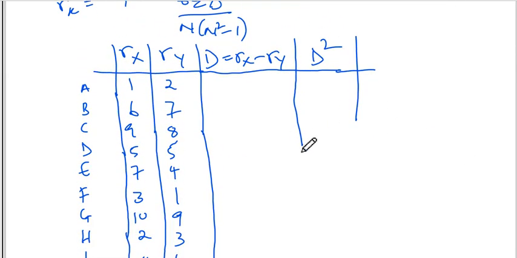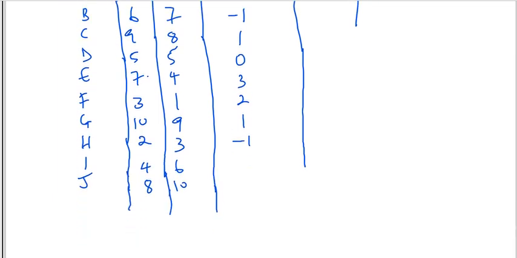Now for the difference between rankings, Rx minus Ry: 1 minus 2 is minus 1, 6 minus 7 is minus 1, 9 minus 8 is 1, 5 minus 5 is 0, 7 minus 4 is 3, 3 minus 1 is 2, 10 minus 9 is 1, 2 minus 3 is minus 1, 4 minus 6 is minus 2, 8 minus 10 is minus 2. Now we look for the square.